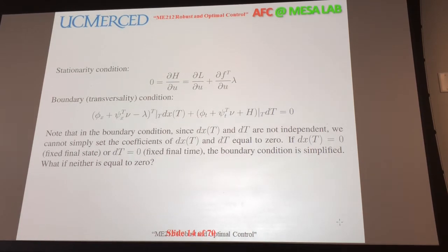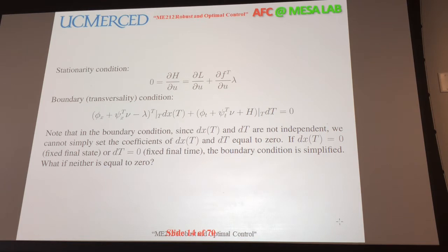But the rest part is called transversality. So this put it to 0. We need to analyze it very carefully. Capital T and dxt are not independent. So you cannot simply say, oh, because of that, this one can be set to 0. It's not true.